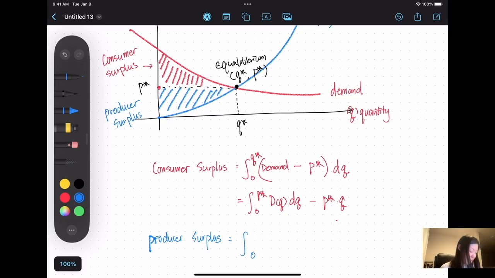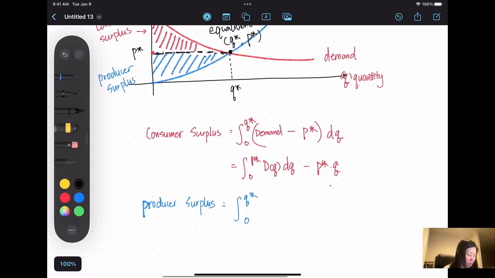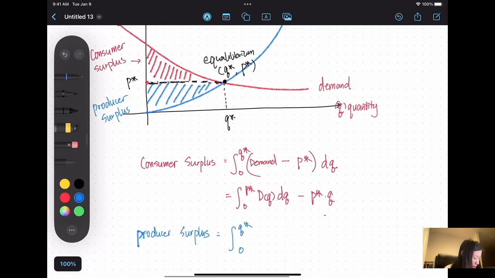It's going to be from the same x interval, which is from 0 to Q star, which is at the equilibrium point. And then it's going to be the y equals to p star, which is the black dashed line. So in order to make it more clear, I'm going to take the black dashed line and subtract the supply function, which is the green line. So I have the p star subtract the supply function and differentiate at the quantity.